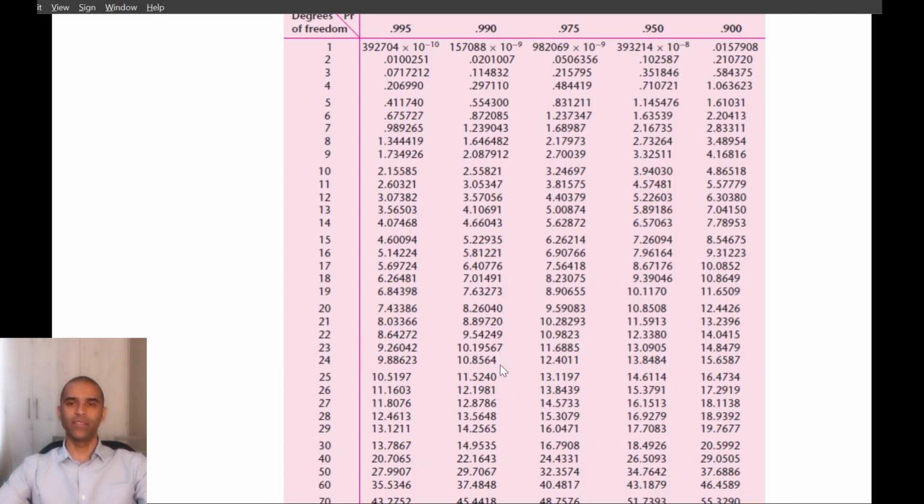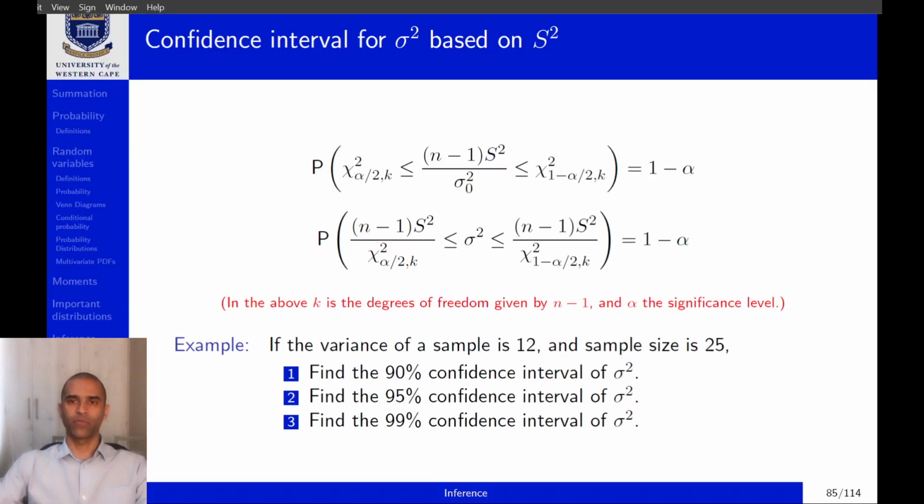So we're looking for a number in this row over here. Now we need to determine which column we're going to choose our value from. And here I want to go back to the formula once again, because here the formula matters a bit more so than it does with the t-distribution. So notice on the left side of the inequality, you have chi square alpha over 2 for k degrees of freedom. On the right side, you have chi square 1 minus alpha over 2 for k degrees of freedom. Now, the alpha value for the first question is 0.1. So alpha over 2 will be 0.05.